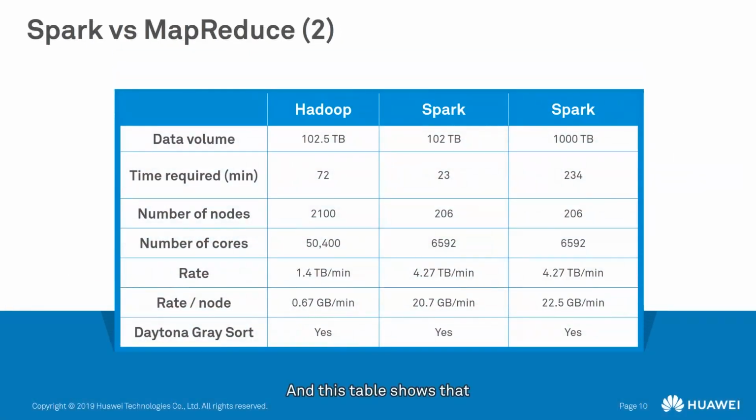And this table shows that the performance of Spark is much better than that of MapReduce. The resources, including the number of nodes and cores needed for computing in MapReduce, is almost 10 times of that in Spark. But Spark provides the performance by more than 3 times.